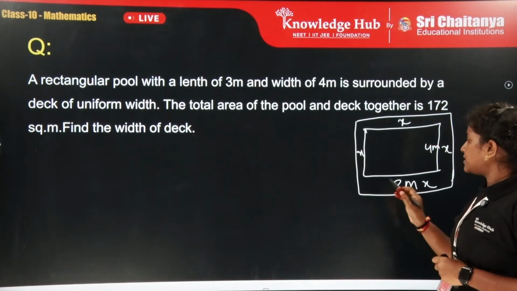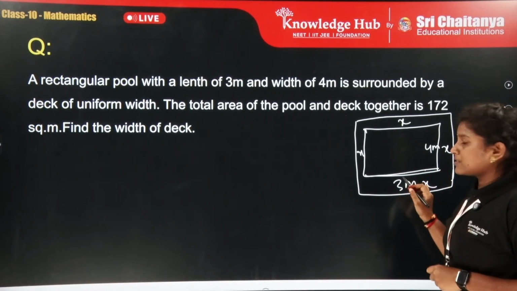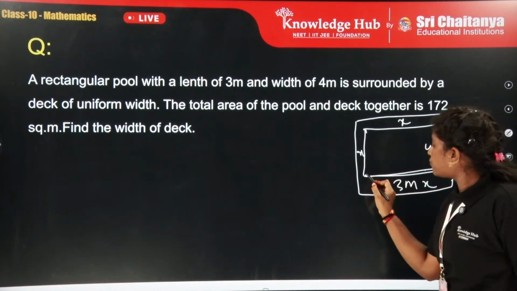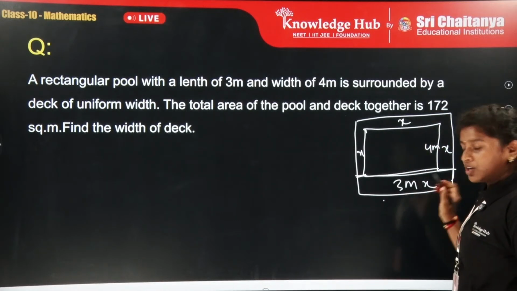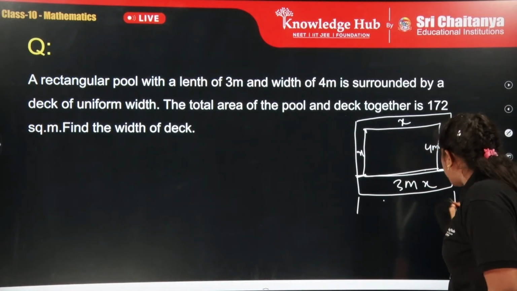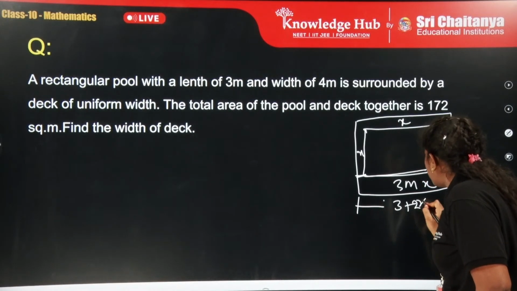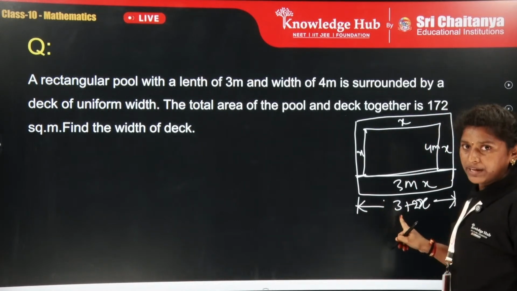So if you observe here, completely this side, that means the length of the rectangular pool is 3 meters. How can we get the complete figure length? If you observe here, we are adding x meters here and here it is also x. So the complete length will become 3 plus x, that is nothing but 3 plus 2x.